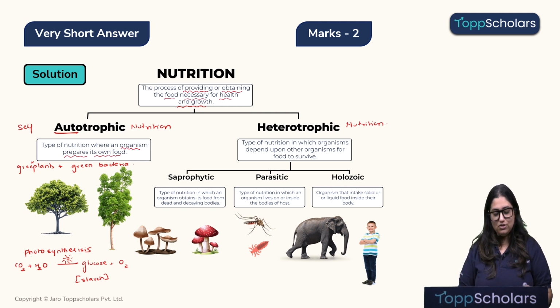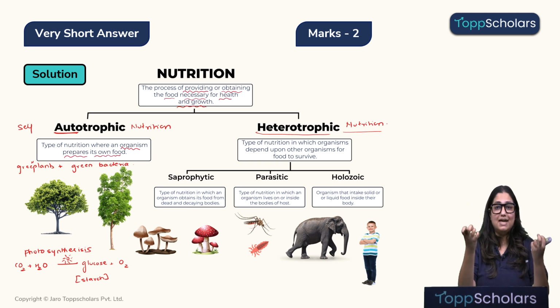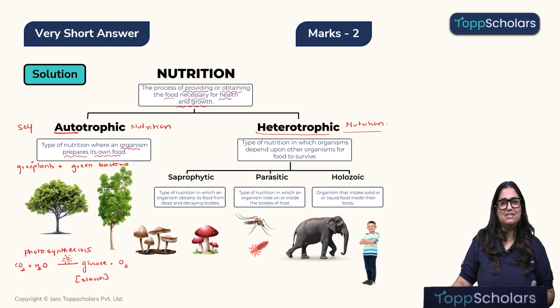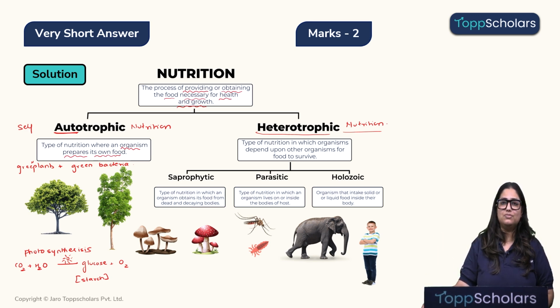Now, along with autotrophic nutrition, we also get to see heterotrophic nutrition on earth. This is a type of nutrition which is seen in organisms who cannot make their own food, meaning they are not chlorophyll containing organisms and therefore they cannot trap the energy from the sunlight. That means they cannot make their own food. In this case, children, such organisms will depend on those organisms who can make their own food.